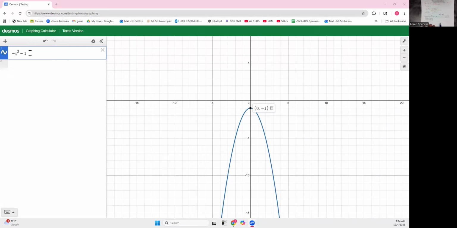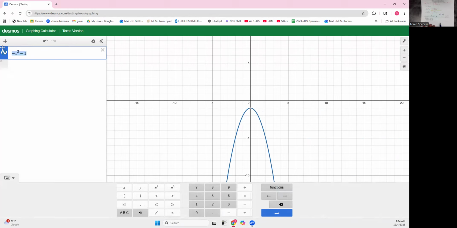So the next one is x squared plus 4x plus 3. So x squared plus 4x plus 3.